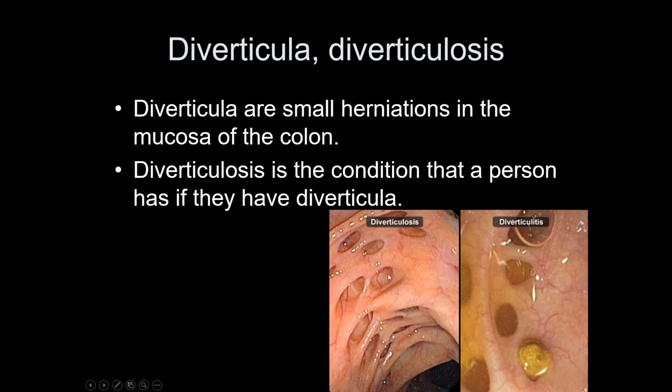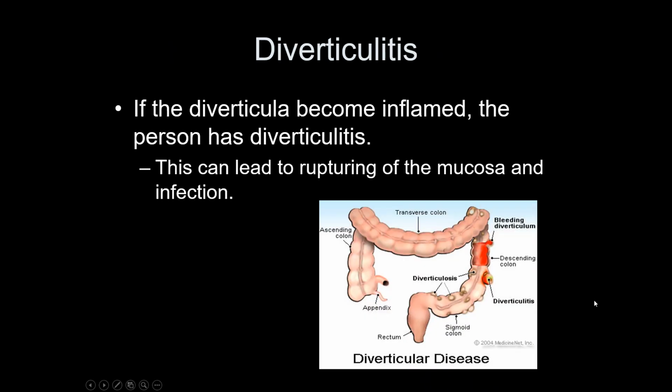Bacteria can get in there and start to overgrow. That can lead to inflammation, which is where we get to diverticulitis that we're going to come to in the next slide. Also, food material and feces can get stuck in there. That can lead to infection as well. So if a person has diverticula, the condition that you would write in their chart is diverticulosis. Next, if the diverticula become inflamed, then you have diverticulitis.